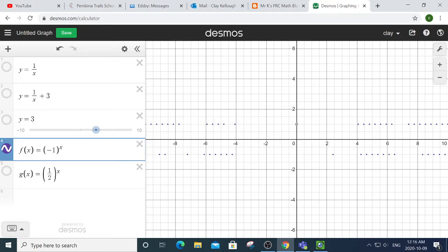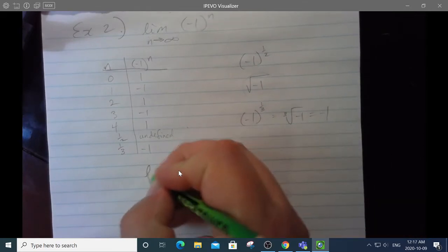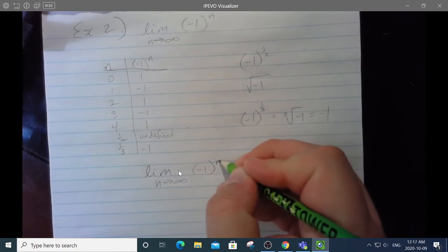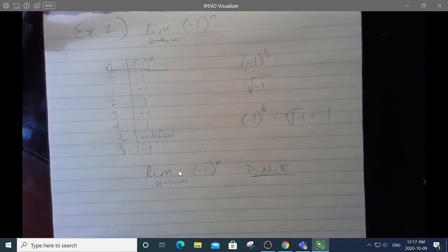Well, think back to what we did in the previous part of the chapter, where we found out that if you can't approach a limit from both directions and get the same value, you can't say that it exists. So the limit as n approaches infinity of -1 to the n does not exist, because it toggles back and forth between two values and it's not approaching either of them. All right, so that was important example number 2.